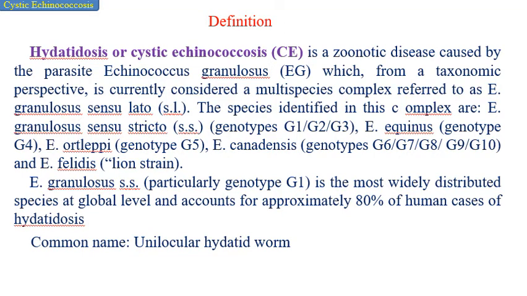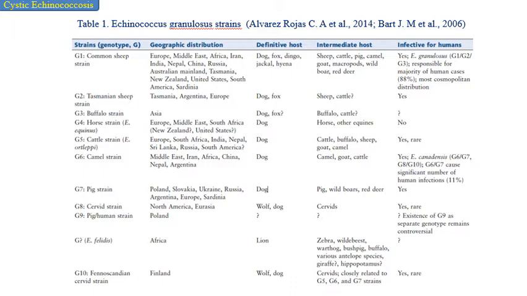The hydatid disease caused by granulosus is prevalent in most parts of the world and is most extensive in sheep and cattle rearing countries: Australia, Africa, and the South American countries. Echinococcus granulosus strains include G1 to G10. G1 is present in Europe, the Middle East, Africa, Iran, India, Nepal, China, Russia, mainland Australia, Tasmania, New Zealand, the United States, South America, and Sardinia.